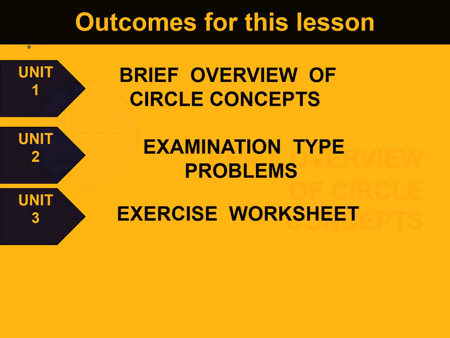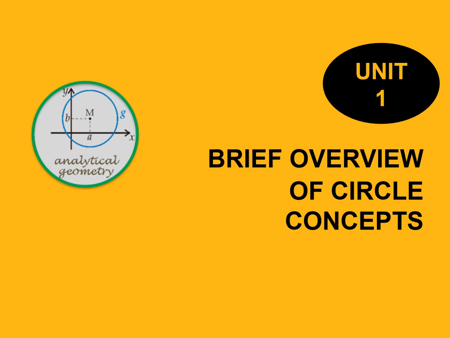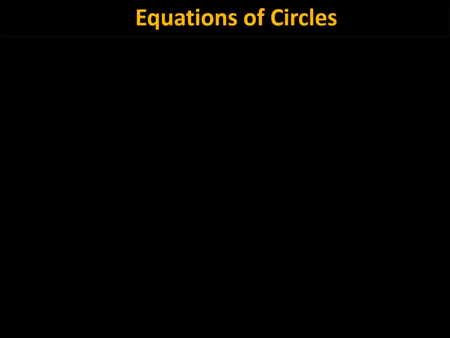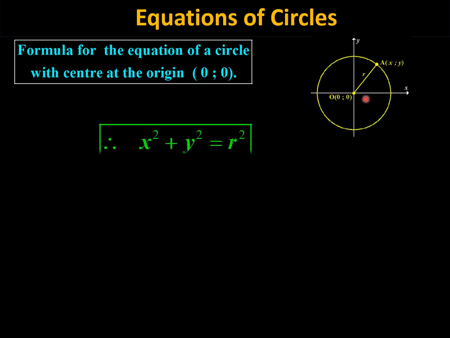So let's start with a brief overview of some essential circle concepts. You don't have to memorize the formulas for circle analytical geometry that you'll use. You will always find them on the information sheet, but it's important that you understand them and are able to identify them there. First of all, we have the formula for the equation of a circle with center at the origin. There's the circle and the center is at the origin, and that formula is x squared plus y squared equals r squared, where r represents the radius.